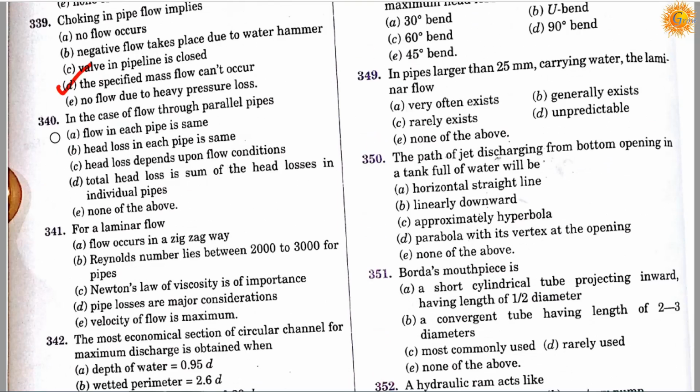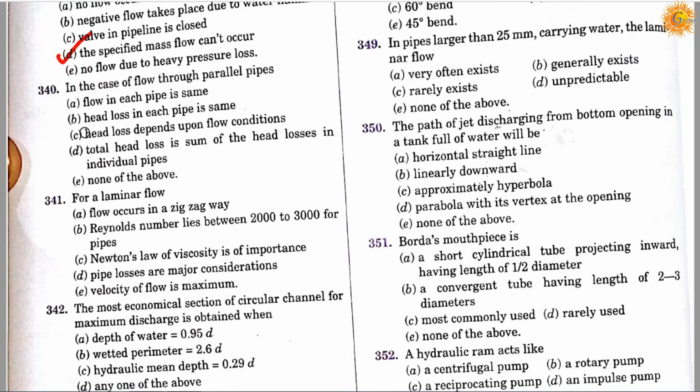Question number 340. In the case of flow through parallel pipes: option A, flow in each pipe is the same; option B, head loss in each pipe is the same; option C, head loss depends upon flow conditions; option D, total head loss is a sum of the head losses in individual pipes; option E, none of the above. So the correct answer is B, head loss in each pipe is the same.